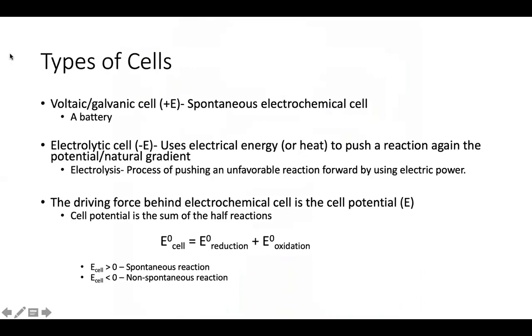Okay, now we have two types of cells, right? We have spontaneous electrochemical cells that have a positive E value and non-spontaneous electrochemical cells, which have a negative E value. Okay, now spontaneous electrochemical cells can go by one of two names in this course. We call them voltaic or galvanic cells. Okay, they are interchangeable. Voltaic or galvanic are spontaneous electrochemical cells. Electrolytic cells are non-spontaneous electrochemical cells.